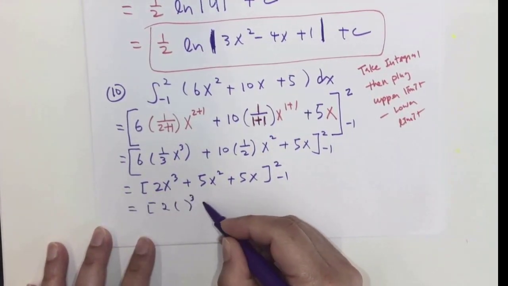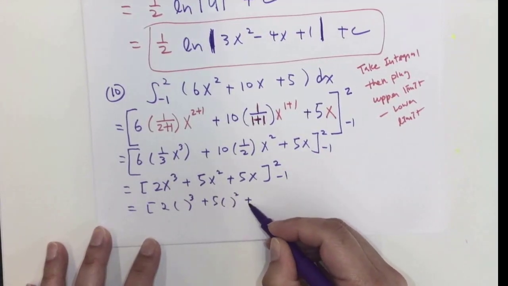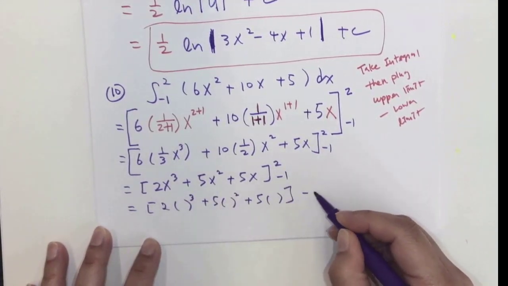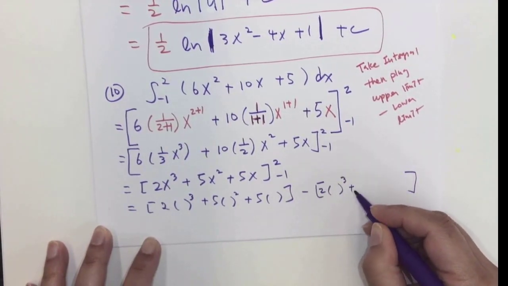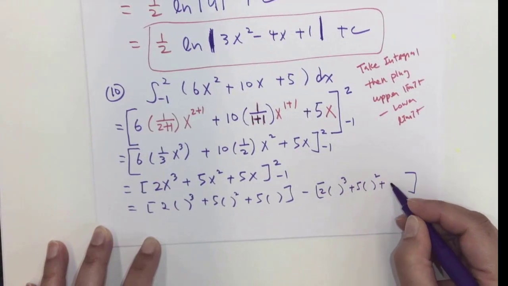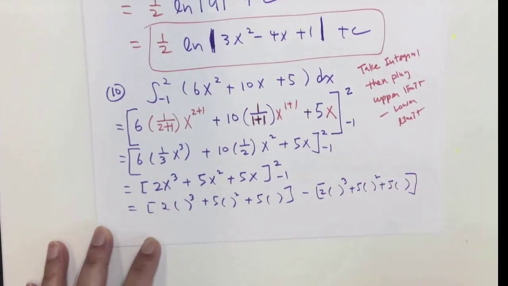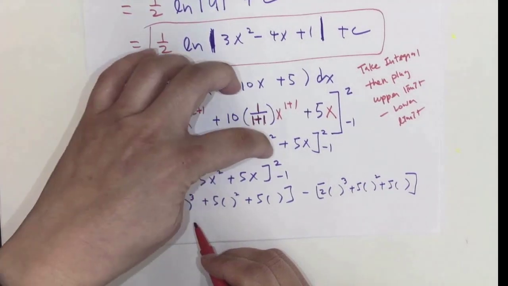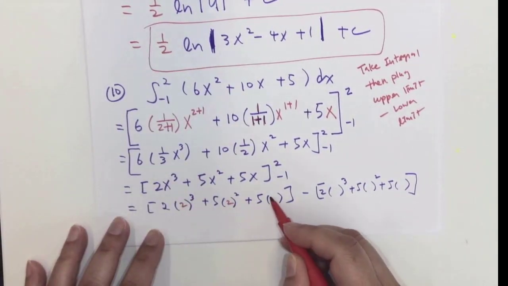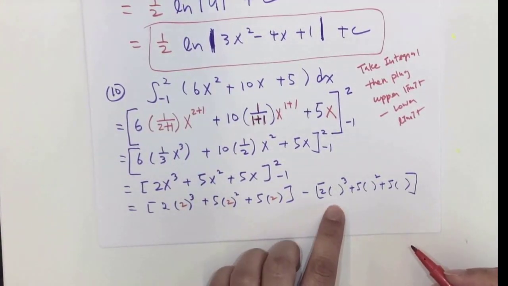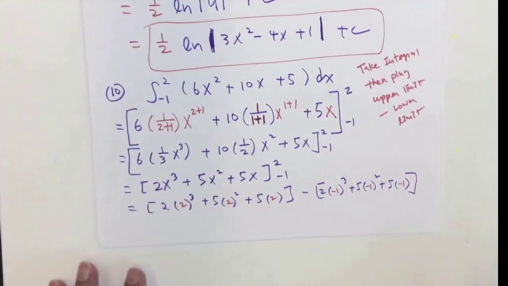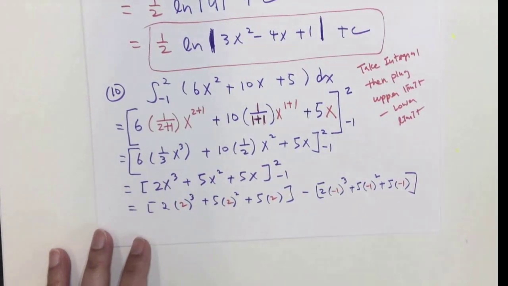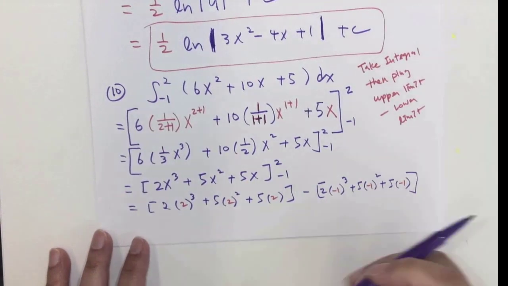2 times something cubed plus 5 times something squared plus 5 times something, the whole thing, subtract the second part. Same thing, 2 times something cubed plus 5 times something squared plus 5 times something. And the first part put in what? The upper limit 2. The second part plug in lower limit -1, -1, -1, right? So now, if you like, you can plug in the whole thing in the calculator. That would be fine with me.